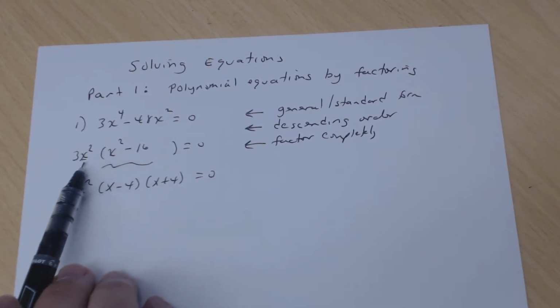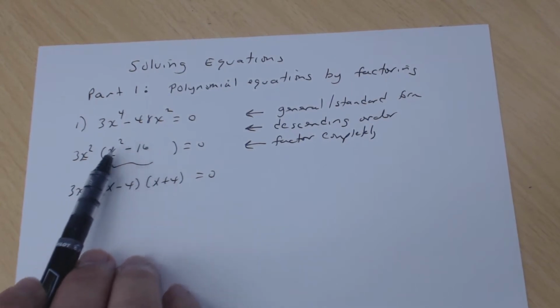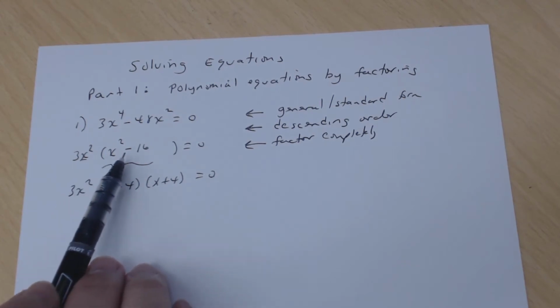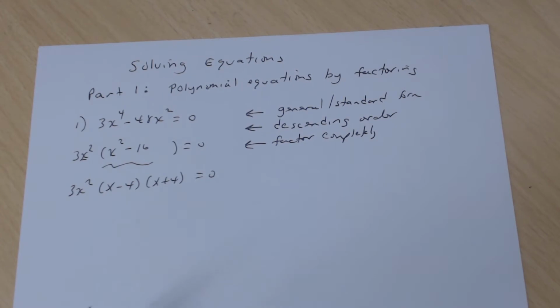If you had not taken out the 3, you probably would not have noticed right away that this was the difference of two squares. So if you had not taken out the 3, at some point you would have had to factor out the 3. Okay? All right, so now what we're going to do is set each factor equal to 0.